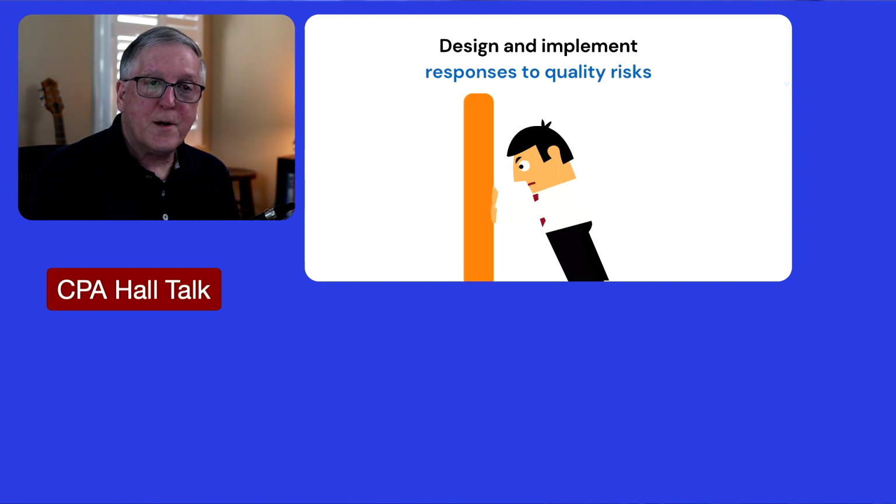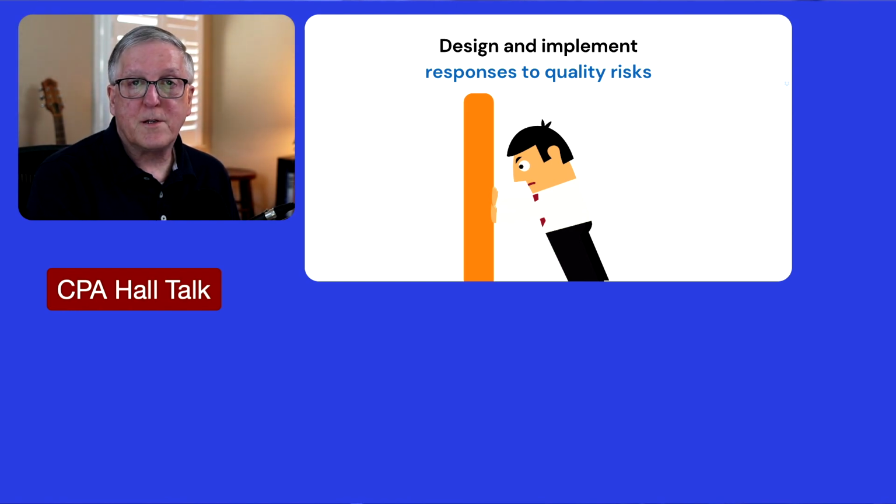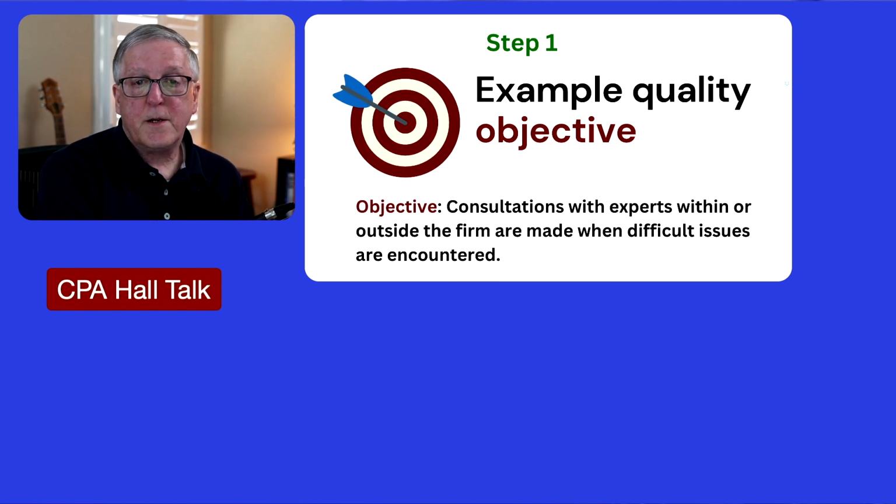So after we do this, we design and implement responses to the risk that we identify. We're going to do this based on those components that we talked about earlier. So you're going to look at governance, for example. You're going to look at performance, the engagement performance, for example. And you're going to develop a list of objectives for those different components. Then you're going to create the quality risk, and then based on those risks, we're going to develop responses for those components.